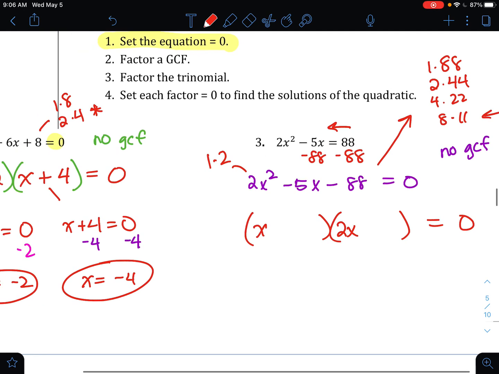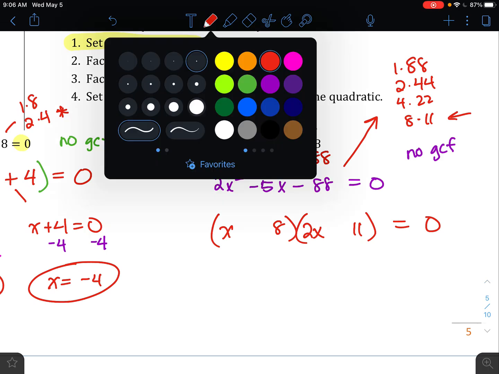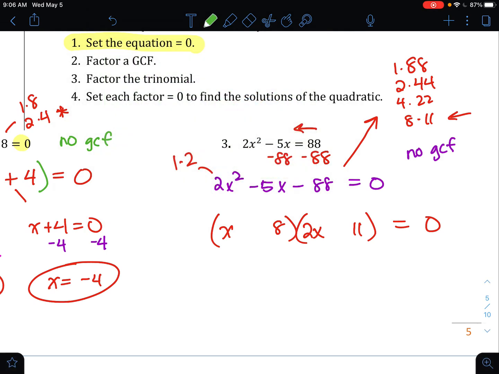Okay, so I like to start with the bottom two numbers. 8 and 11. And I'll figure the negative out later. So remember, I have to check. Do the 2 outer plus or minus the 2 inner, do I get my -5? So 11 and x is 11x. 8 and 2x is 16x. Okay, I can do this. 16 minus 11 is 5. So I want it to be -5.